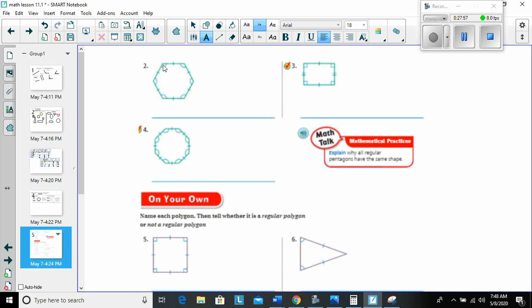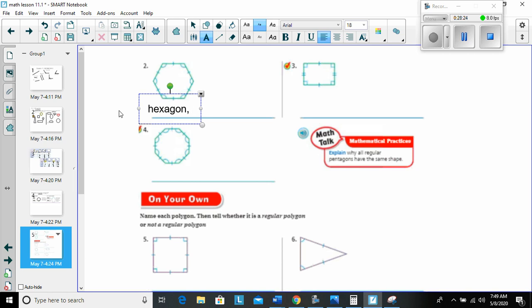This number 2. How many sides does it have? That's how we get its name, right? The sides. So I'm going to start at the bottom. So this is 1, 2, 3, 4, 5, 6 sides. So who remembers the name of the 6 sides? A 6-sided polygon is a hexagon. Oh, I'm still in caps. Hexagon, right?